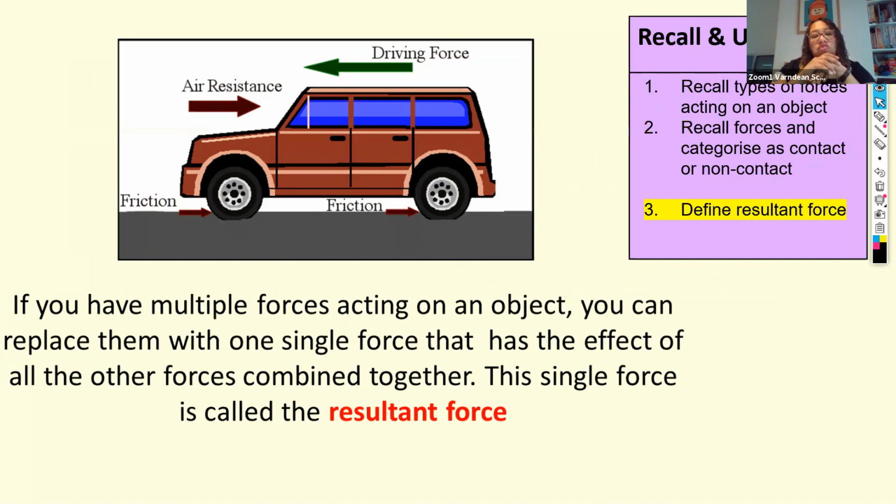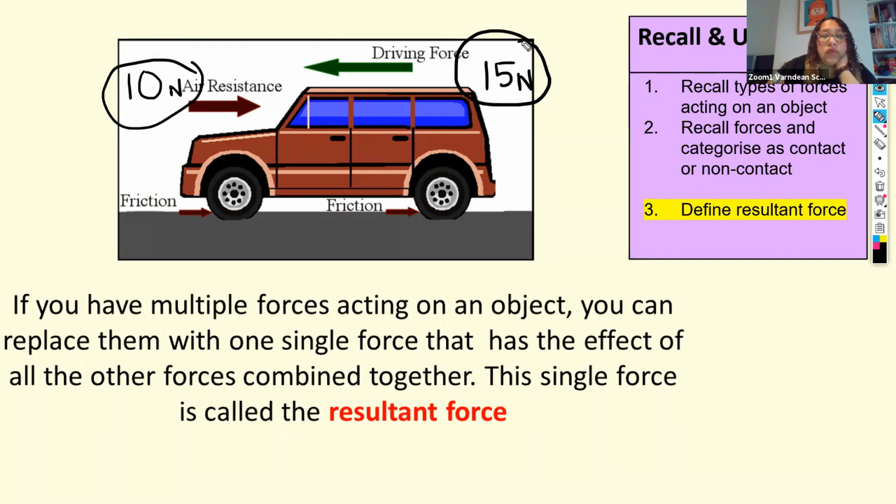Okay, so here we've got our driving force, our thrust from the engine, and our air resistance. If our driving force was 15 newtons and our air resistance was 10, can anyone tell me what would happen to the car? Would it keep going forward? What do they think the overall force of the driving force would be? Wonder if anybody's got any ideas. Let me know what you come up with. And don't worry at this point if you don't understand. We're just checking and getting you thinking.